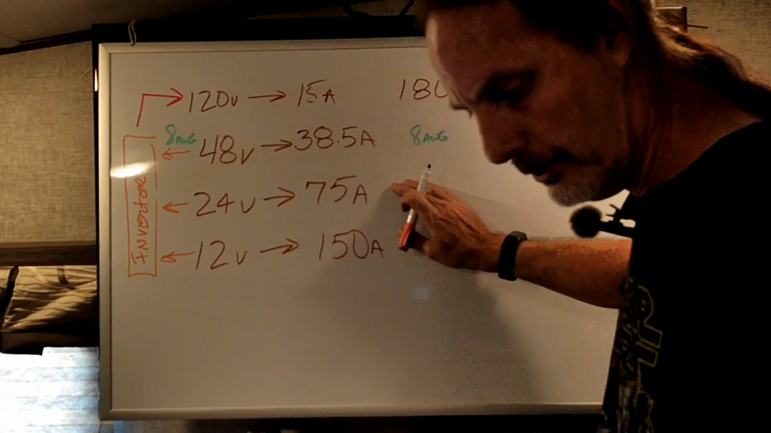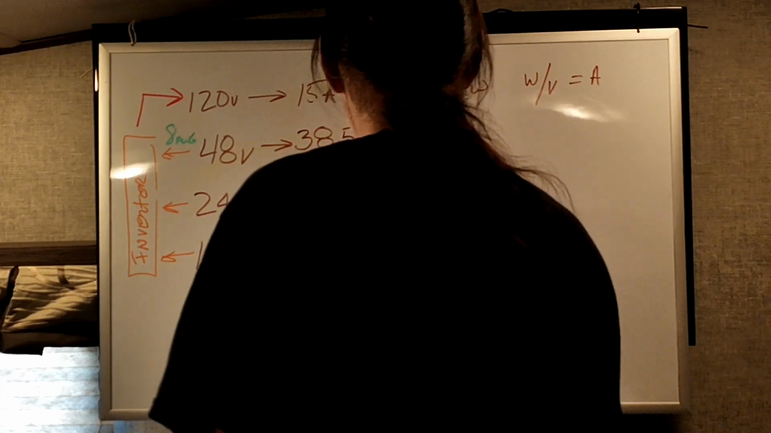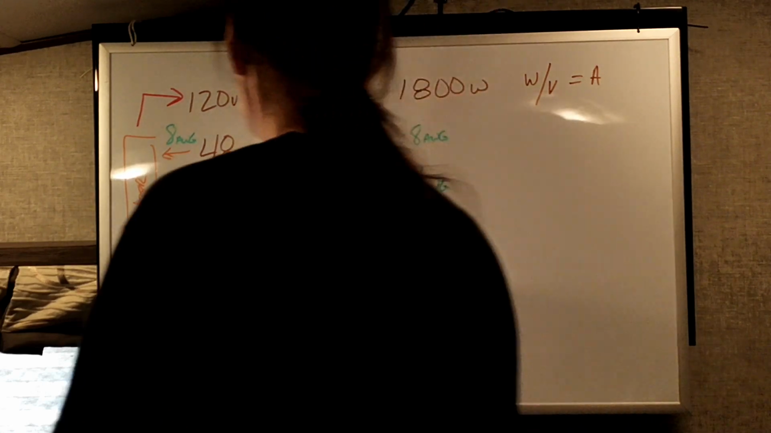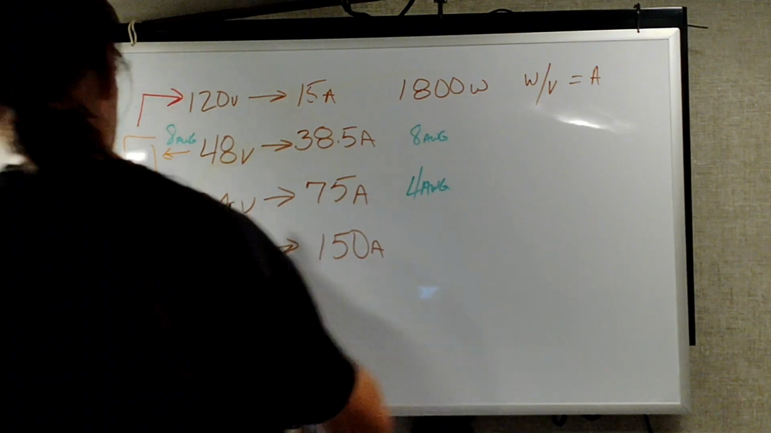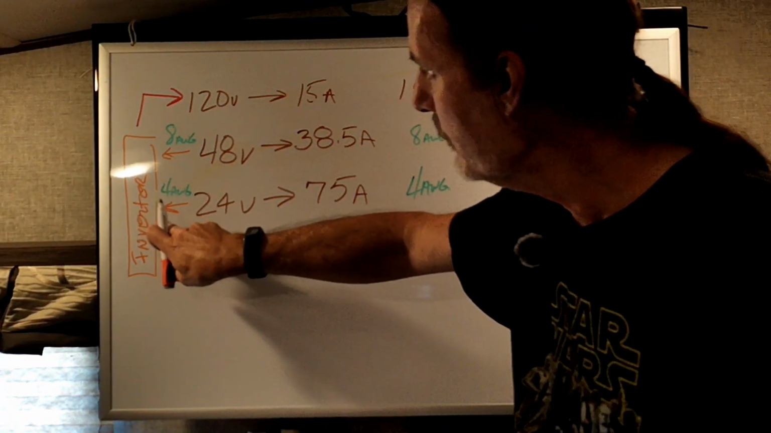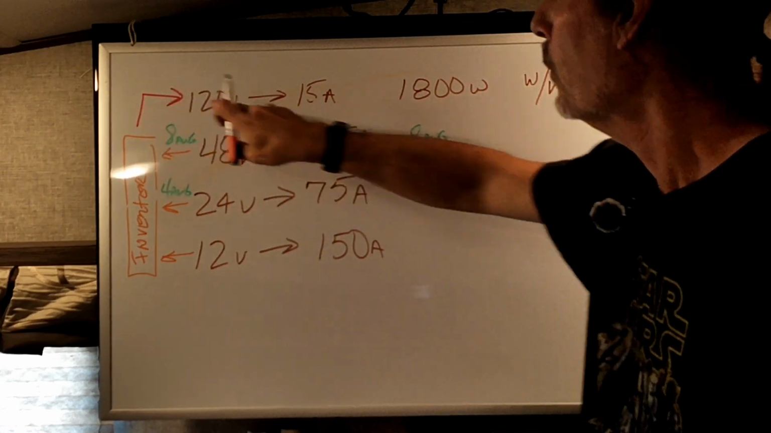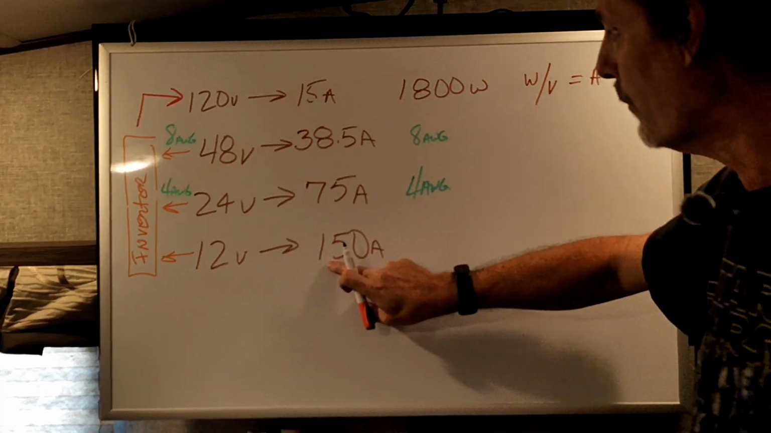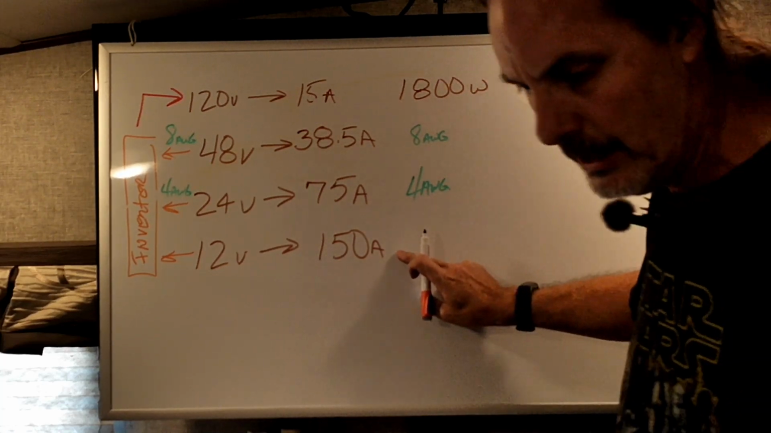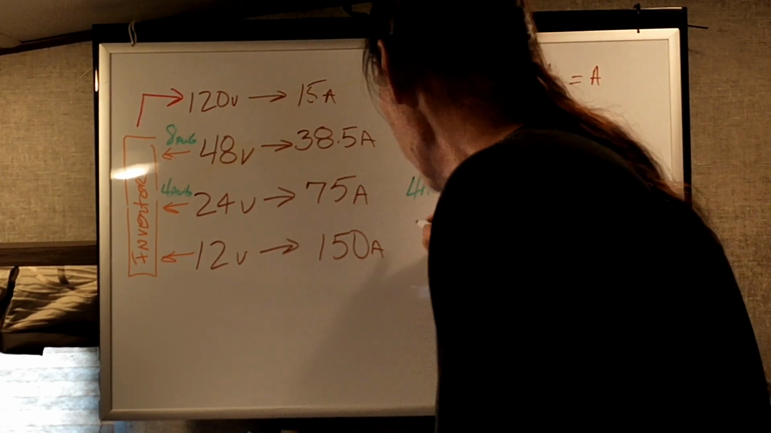The 24 volt system, you're going to need a minimum of a 4 AWG wire in order to run 1800 watts out of this 24 volt battery and up into the inverter in order to get to your 120 volts. And with a 12 volt system, you're going to need to use a 1 AWG wire.